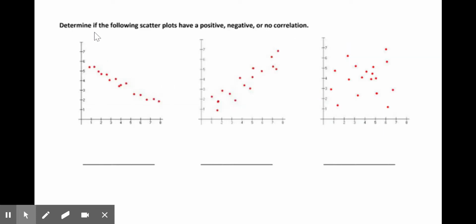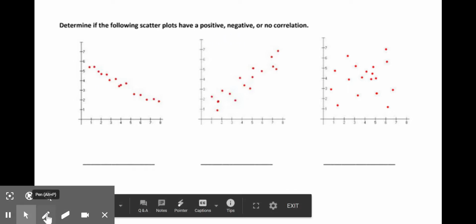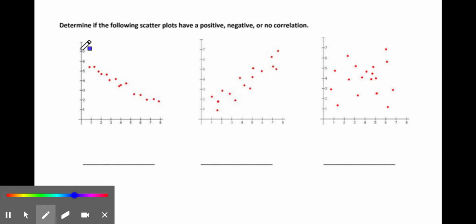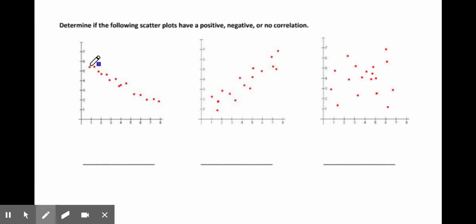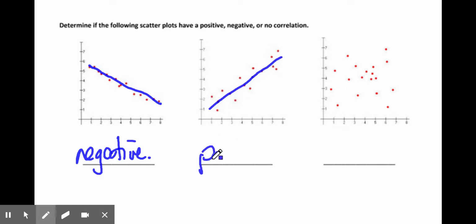And here are the 3 scatter plots, and I want to know if they have a positive, negative, or no correlation. Okay, you can do them for yourself real quick here, but I'll do them with you. So this first one, if I draw my line in, the line has a negative slope, so this is a negative correlation. Okay, x goes up, y goes down. The second one, if I draw my line through, it has a positive correlation, right?